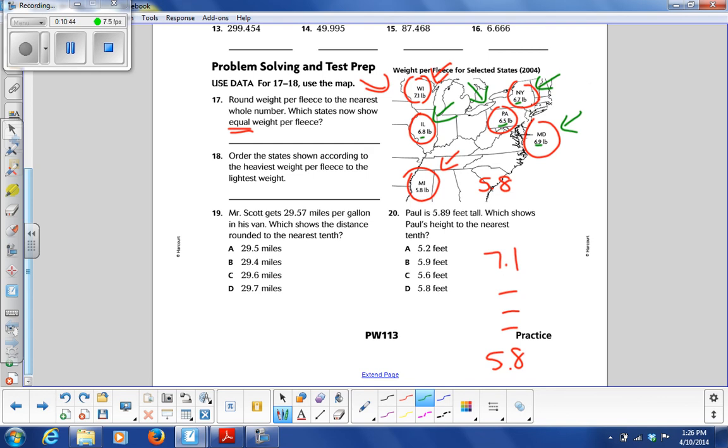Mr. Scott gets 29.57 miles per gallon in his van, which shows the distance rounded to the nearest tenth. Okay, rounded to the nearest tenth. And number 20, Paul is 5.89 feet tall, which shows Paul's height to the nearest tenth. Again, you're going to round to the nearest tenth.